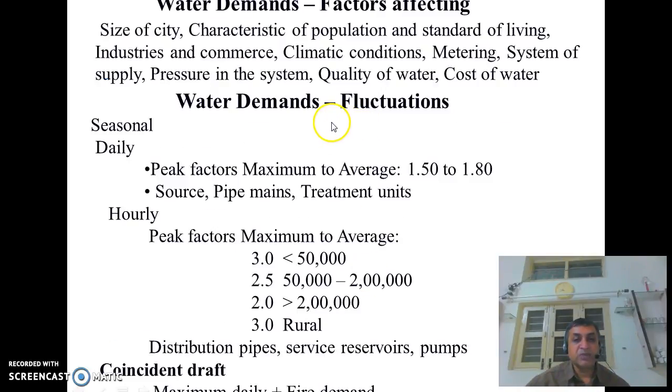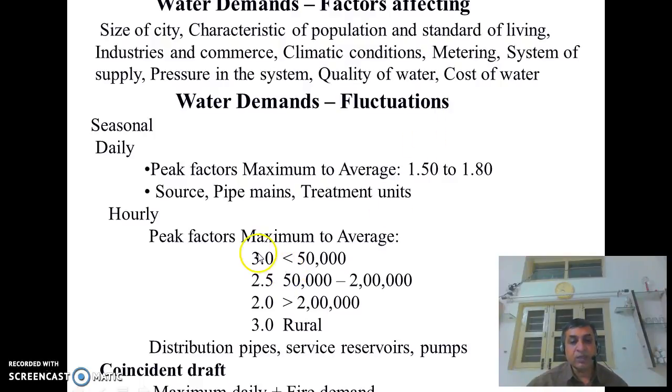The fluctuation of water demand is very important in the design of a water supply system. Fluctuation is basically the variation of water usage with respect to time. Fluctuations can be seasonal, daily, hourly, and water demand is affected by these factors: size, characteristics, climate, metering, system of supply, pressure, quality and cost. Because of these factors, we will have different fluctuations.